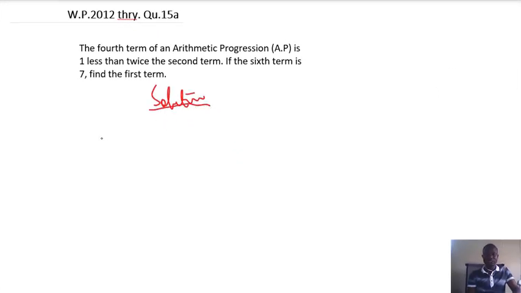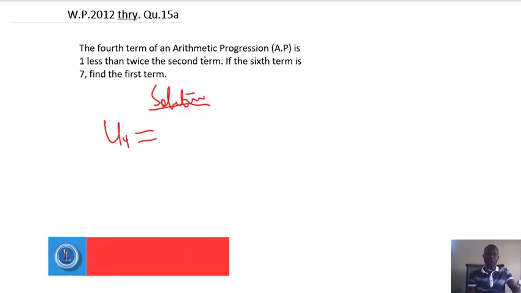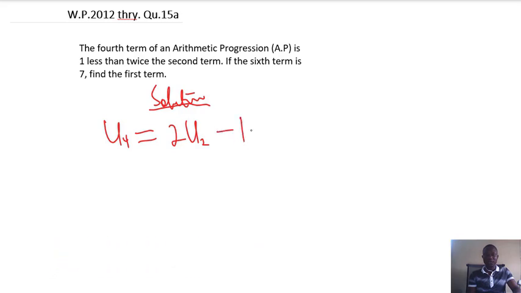So based on the question, it says that the fourth term, U4, is 1 less than twice the second term. So twice the second term is 2U2, and 1 less than. And it says if the sixth term is 7, so U6 is also 7.